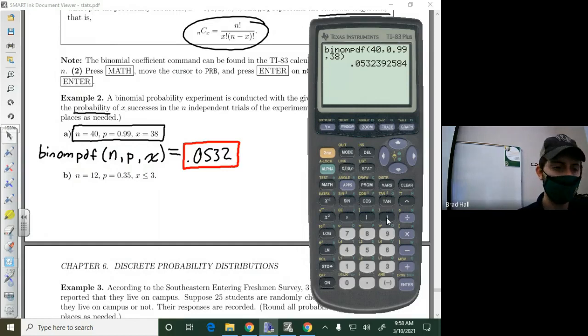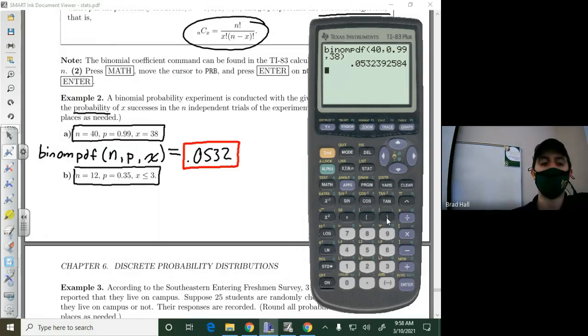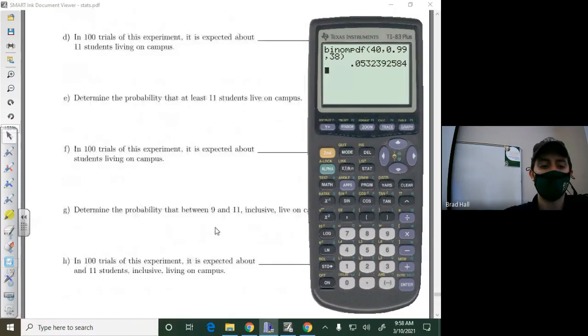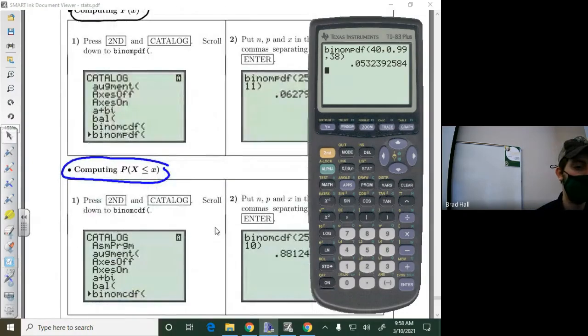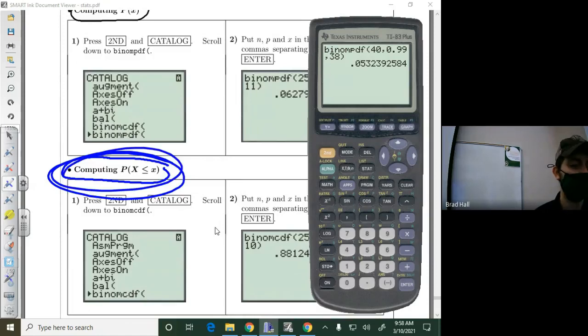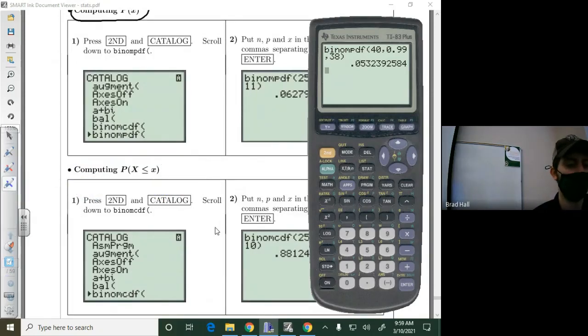Let's move on to part B, which, notice, the only difference in part B is now x is less than or equal to 3. And you might think that's a very minor inconvenience, but that's going to change the command that we use in the calculator. It's all because x is less than or equal to 3 as opposed to x is equal to 38. That less than or equal to immediately means that we have to use another command in the calculator. And if you scroll down, this exact situation is highlighted in the second part down here. This is whenever you have a less than or equal to sign.